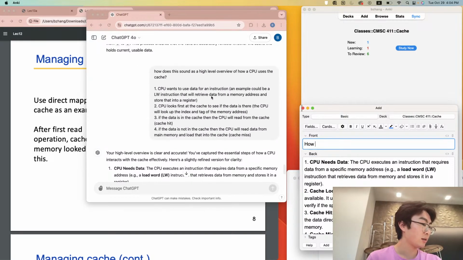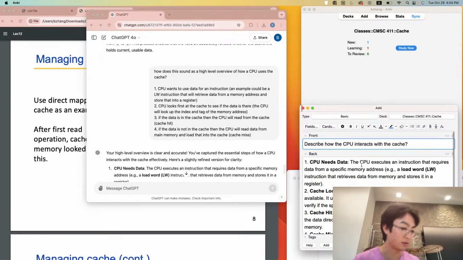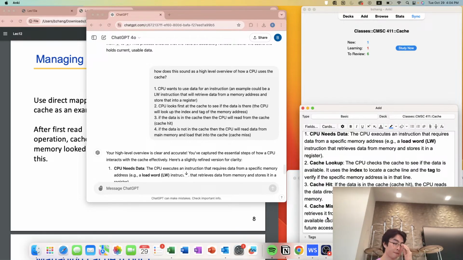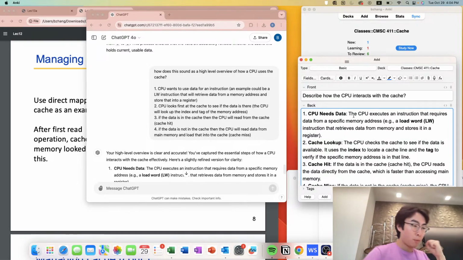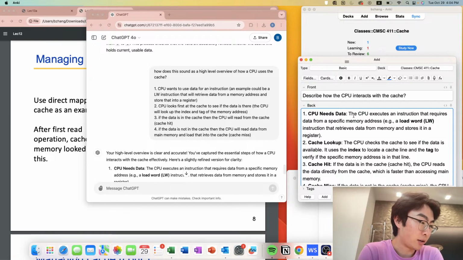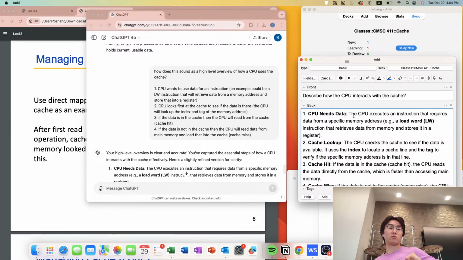How does the CPU interact with the cache? Describe. With the cache. Okay, yeah, this is very good. Executes an instruction that requires data from a specific memory address.